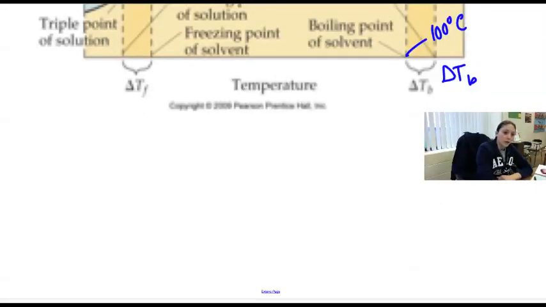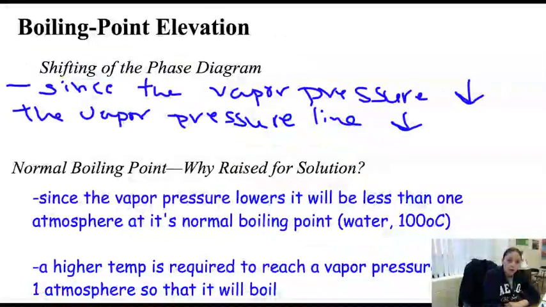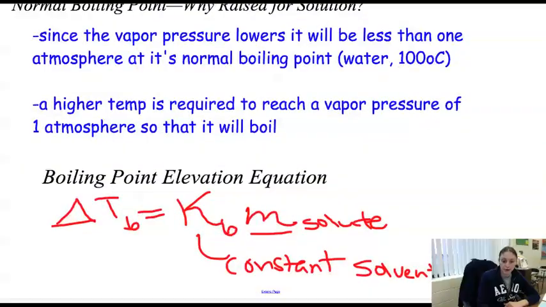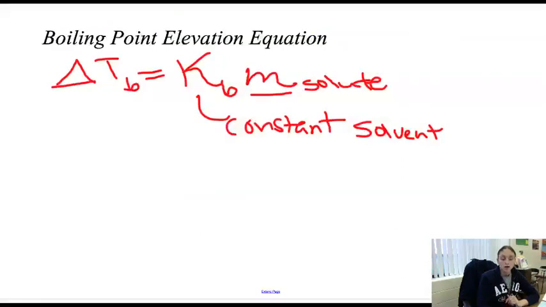So if we go back now and look, we have a vapor pressure or boiling point elevation equation. Delta T_B is equal to K_B, which is a constant for a solvent, times my molality of my solute. It's a molality, not a molarity, because we're dealing with changes in temperature here, so we can't do molarity.